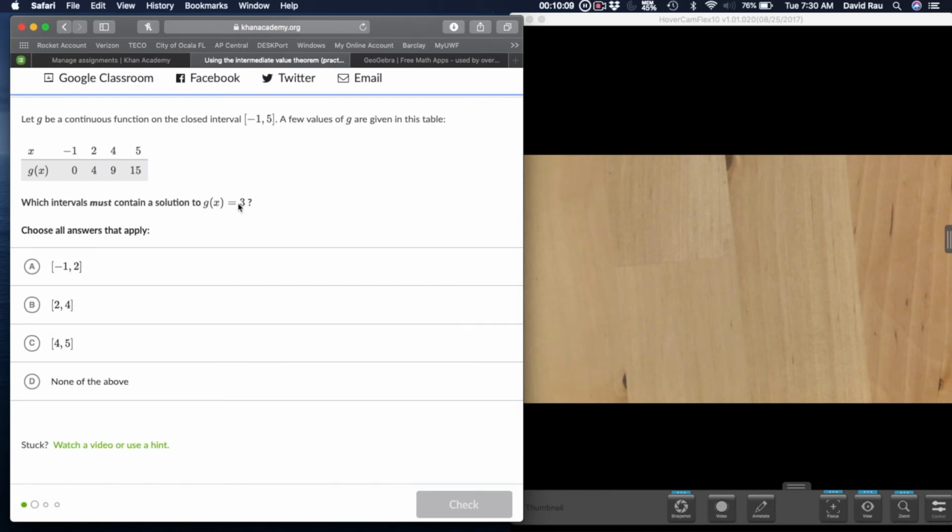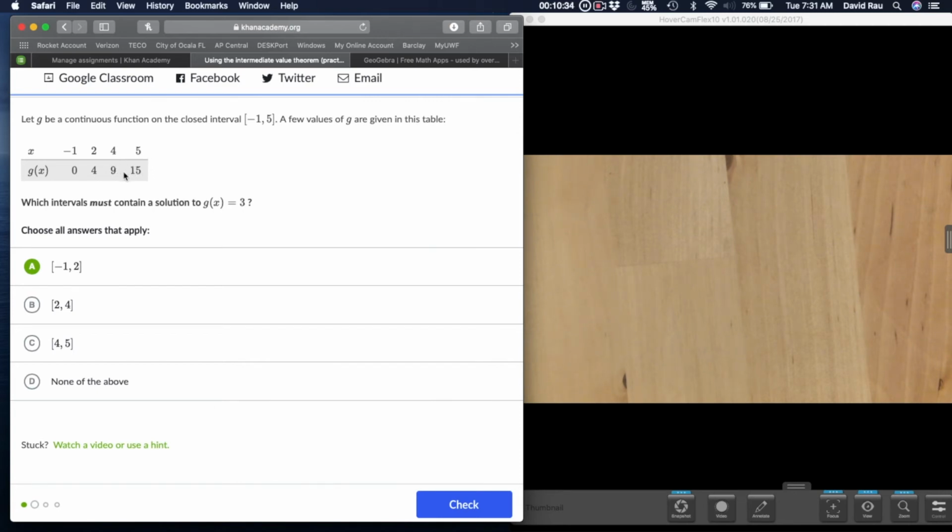Okay, which interval must contain a solution where you're going to pass through 3? -1 to 2? Yeah, because 3 is in between 0 and 4, so that works. What about 2 to 4? 4 to 9? No, you're not guaranteed to get a value of 3 because 3 isn't between 4 and 9. What about from x values 4 to 5? Well, you'll encounter the y values 9 to 15 and anything in between guaranteed.